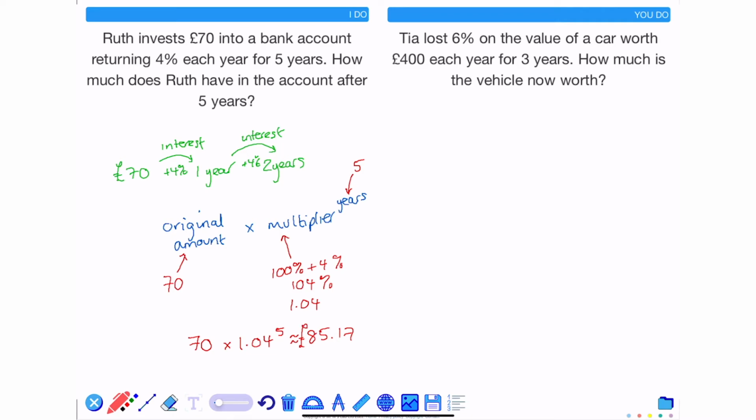So Tia lost 6% on the value of a car worth £400 each year for 3 years. How much is the vehicle worth now? The original amount was 400. The multiplier will be 0.94 and it's all to the power 3. This would give £332.23. To quickly analyse the working, 400 was the original amount.